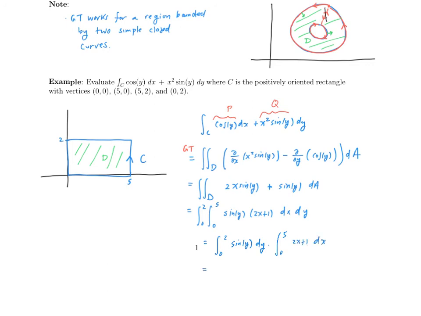The antiderivative of sine is minus cosine. Antiderivative of 2x plus 1 is x squared plus x. And when we evaluate, we would have minus cosine 2 minus a minus cosine 0, which is 1, times 25 plus 5, which is 30. And as stated previously, this line integral, which would have been previously time-consuming or difficult to evaluate, has now become much simpler via Green's theorem as a double integral. We will continue this investigation in the next video, so stay tuned and take care.